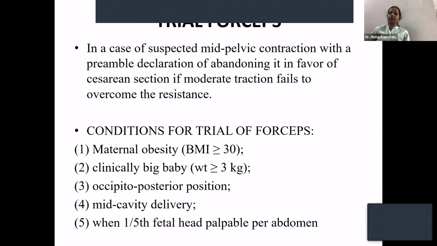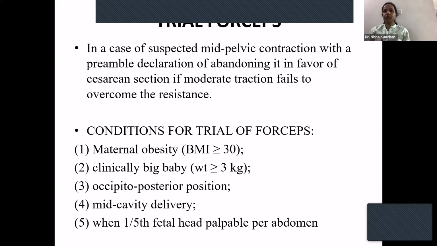Trial of forceps. A trial forceps is when the obstetrician feels that the forceps might not be successful, but is going to give it a try and see if it works, or else do a cesarean section. Trial forceps should not be done in the delivery room. It should always be done in the operating theater.